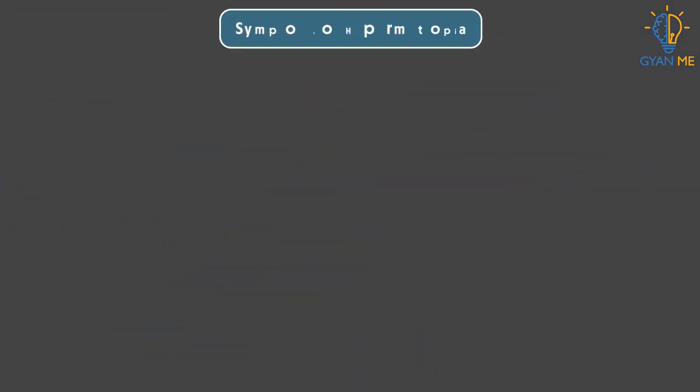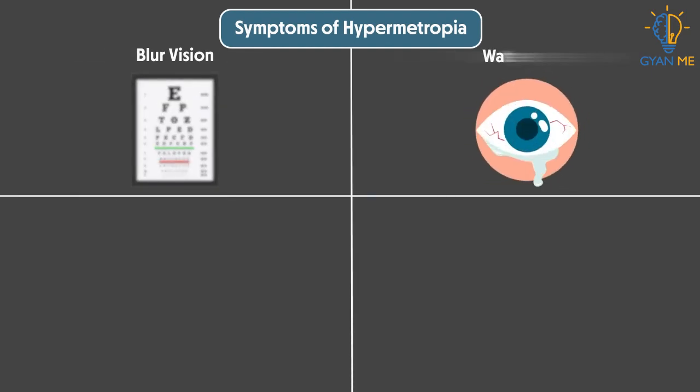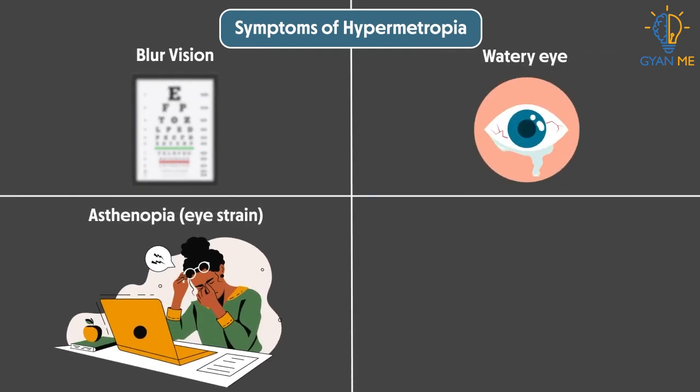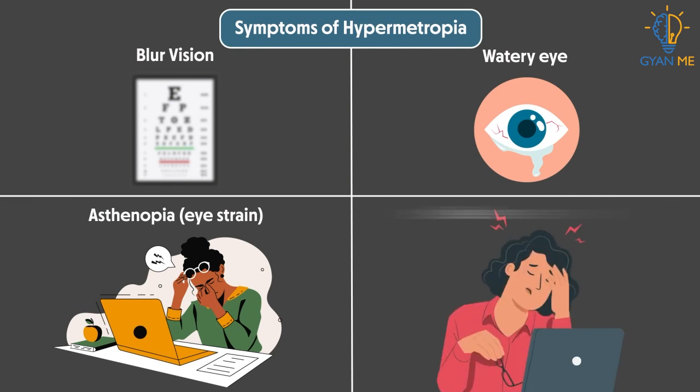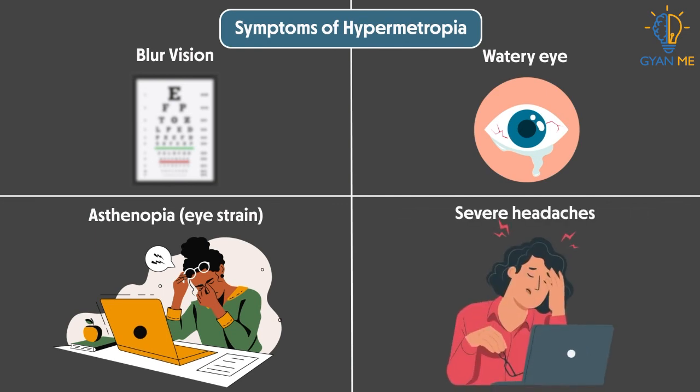Usually, people with hypermetropia have symptoms like blurred vision, watery eyes, asthenopia, that is eye strain, and severe headaches, which they find interfering with day-to-day activities. So then what can be done to cure this defect? See you in the next video.